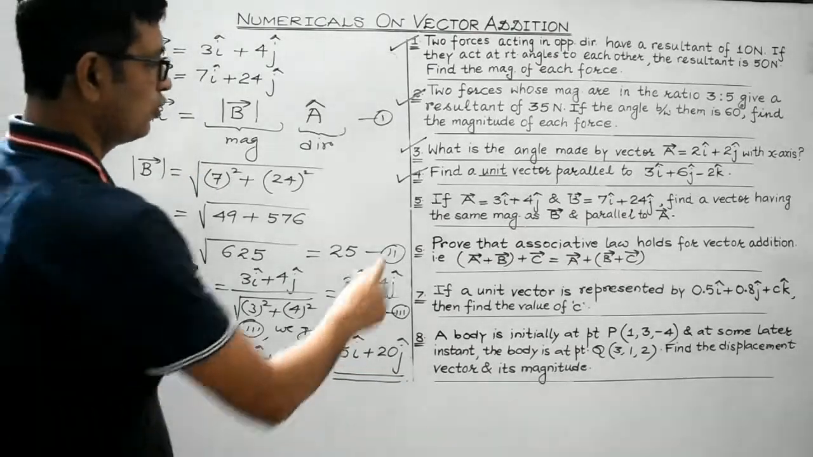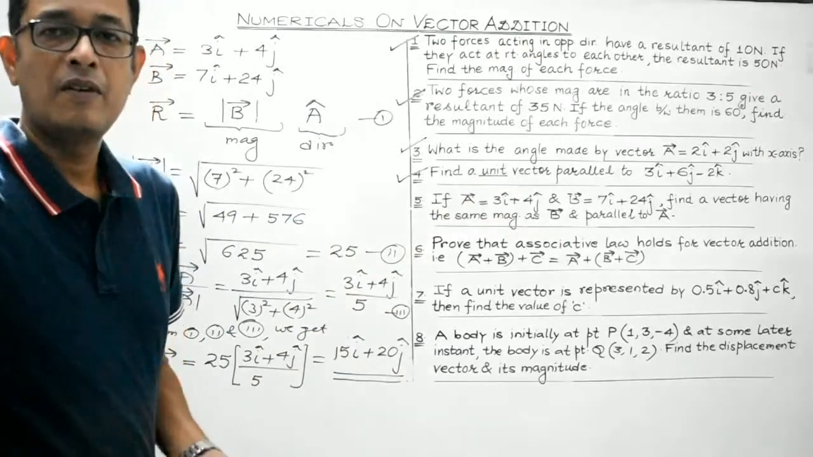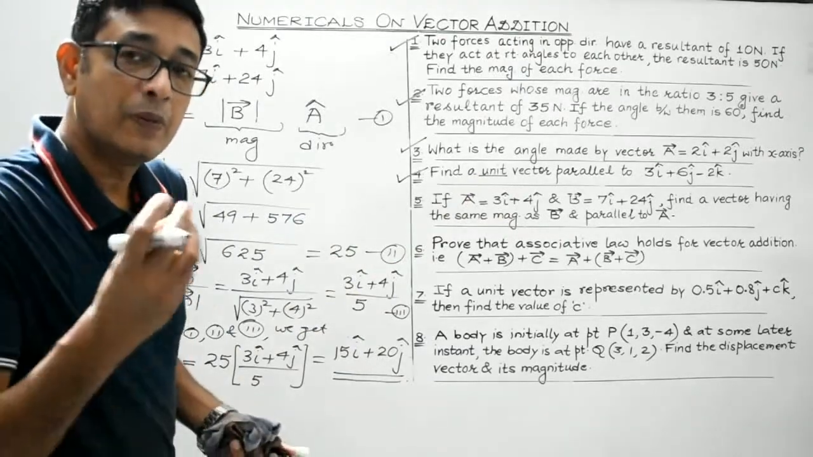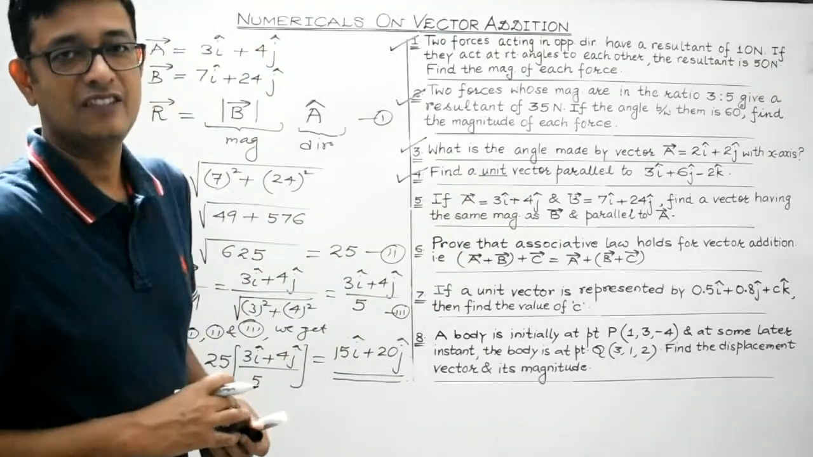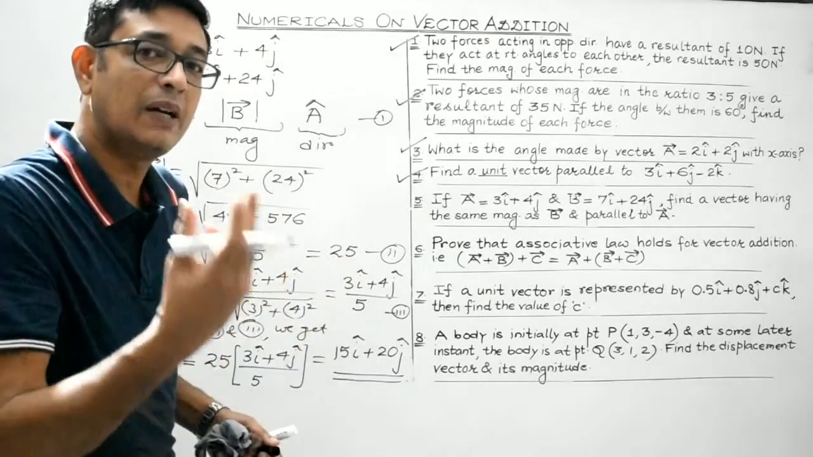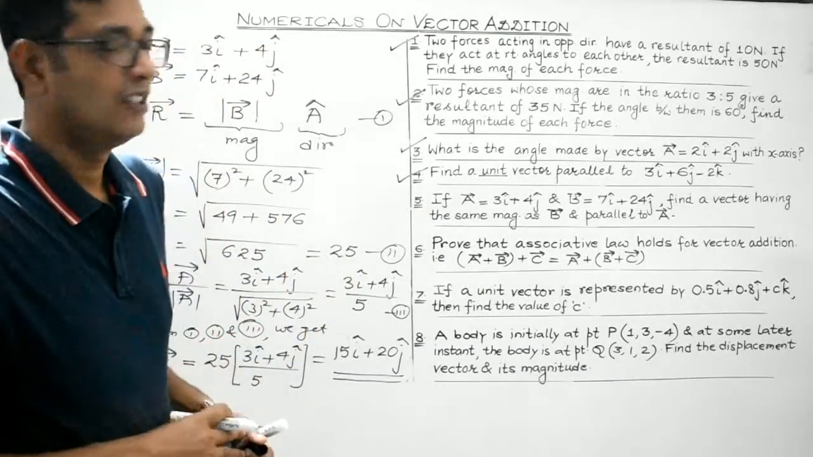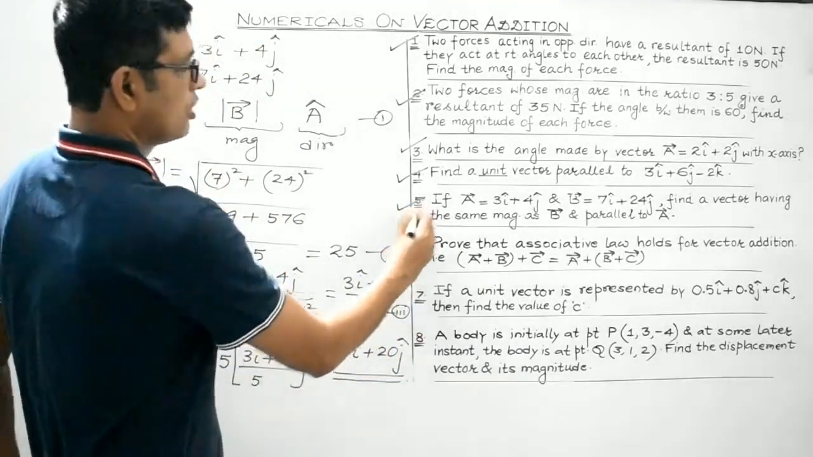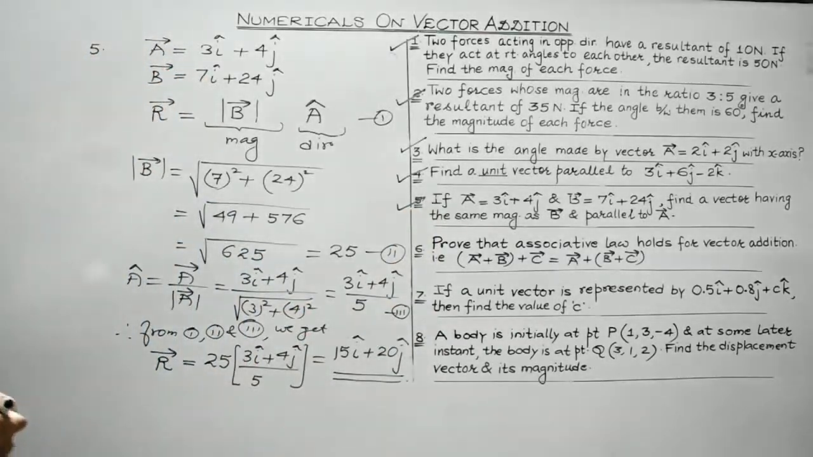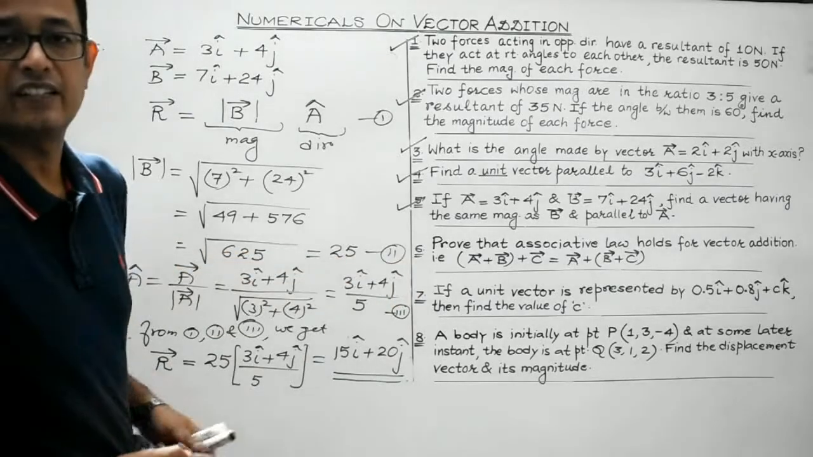Clear? So this was an interesting question. So unit vector represents the direction of a given vector and it is vector divided by its magnitude. So we are over with question number 5 as well. Now let's proceed to question number 6.